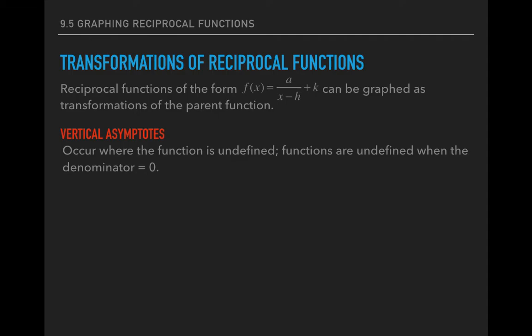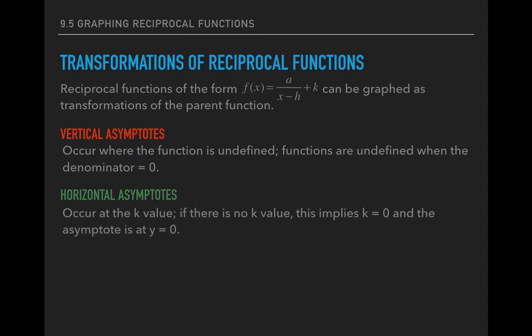Vertical asymptotes occur where your function is undefined. And functions are undefined when the denominator is 0. So for our parent, it was at 0 because your denominator would be undefined when x was 0. But in this case, if you were adding or subtracting an h value, it's going to change where your vertical asymptote will be.